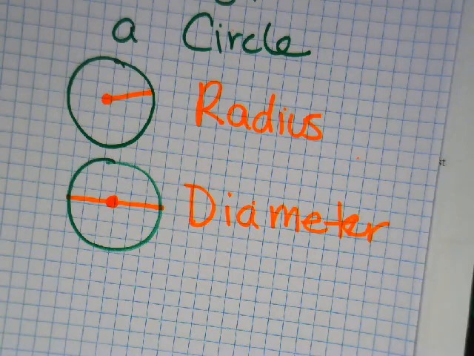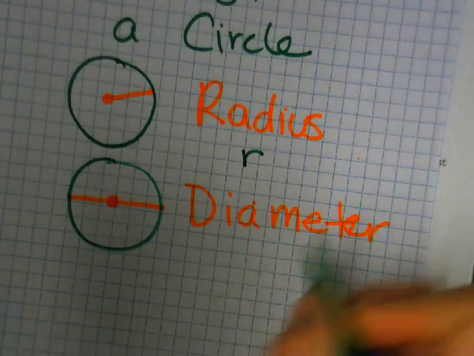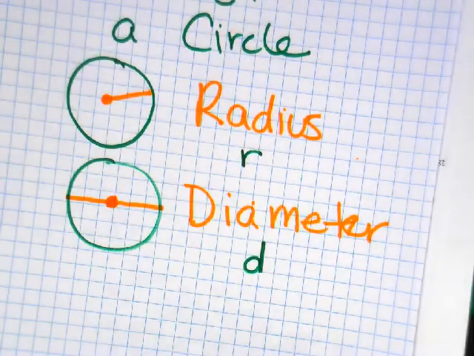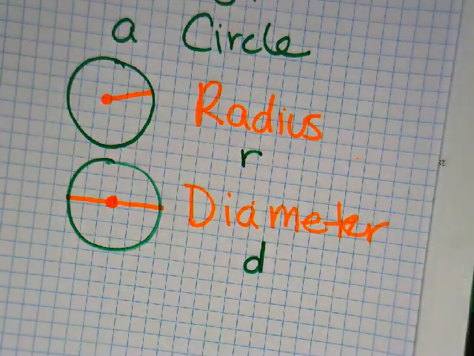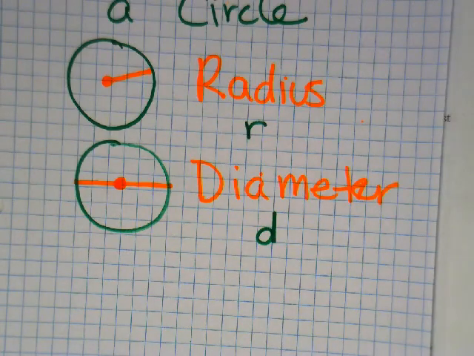I like to remember it by the lowercase r and lowercase d. Which one has a longer line? The d. So that's how I remember it. The d, when it's lowercase, has the longer line. So d, diameter, the longer line. R, you see how this line's really short? R is a short line. Short line is the r. Long line, diameter. Just a way to help you remember it.